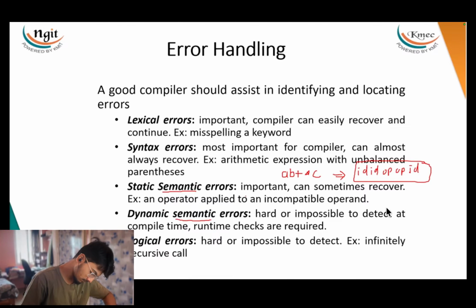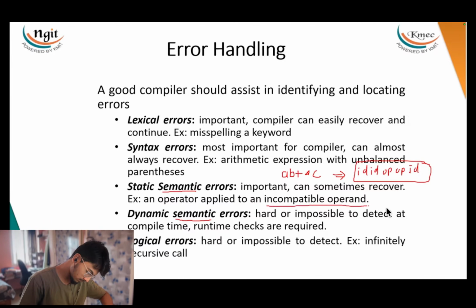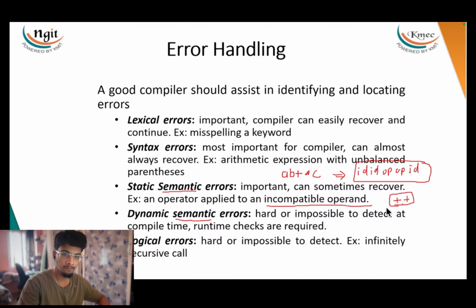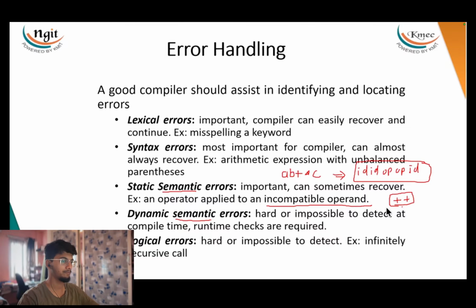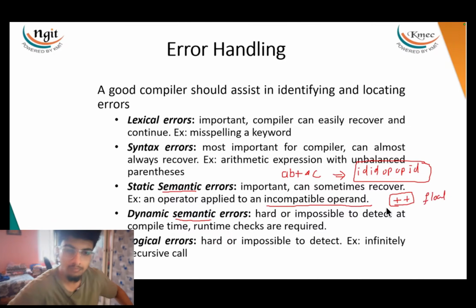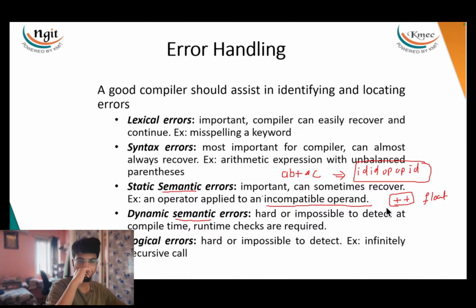So static semantic errors mean an operator is applied to incompatible operands. For example, in C language, increment or decrement operators are applicable only to integral data types like integer or character. But applying the increment or decrement operators to the float data type will give a static semantic error. We'll come to know at the time of compilation.